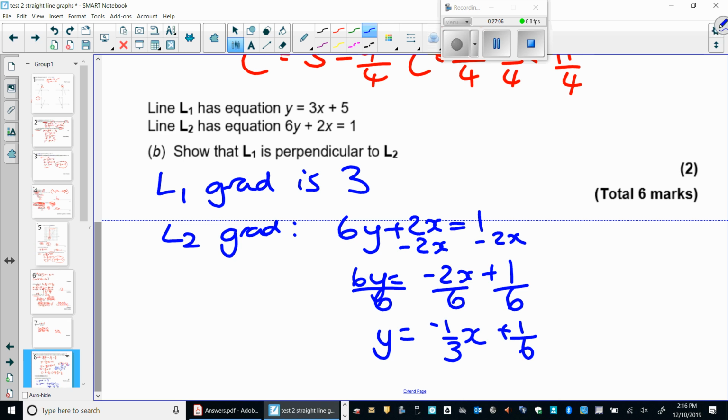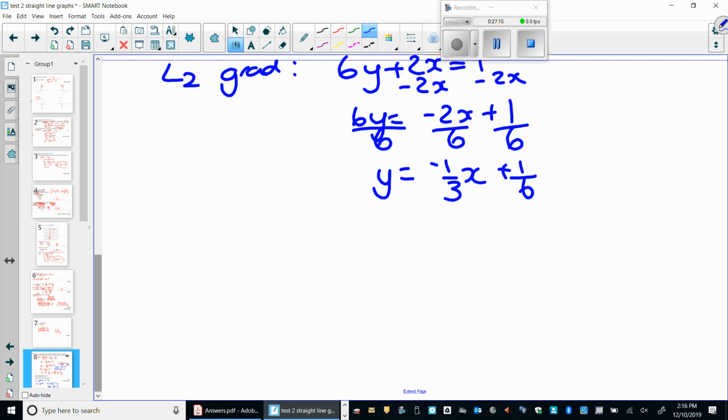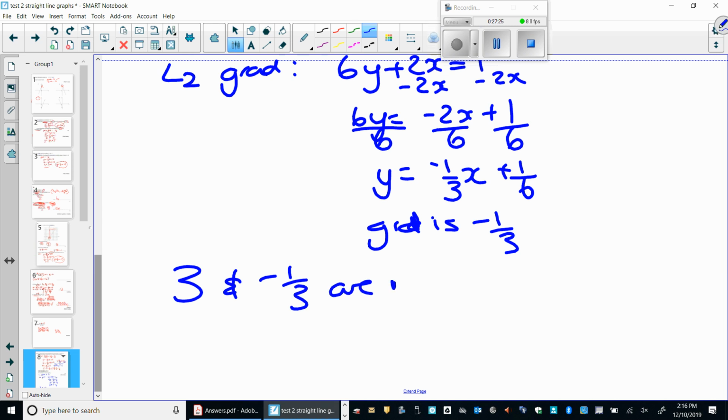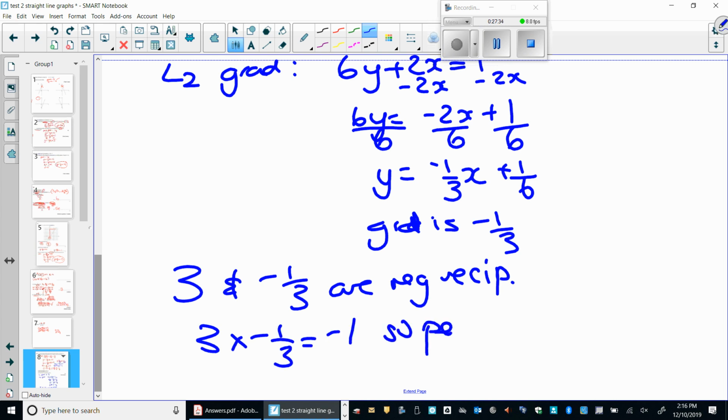Does it matter that the y-intercept is a fraction? No, because we haven't been asked to plot it. So now what we do is say that the gradient of this one is negative 1/3. So we show that 3 and negative 1/3 are negative reciprocals. 3 multiplied by negative 1/3 is negative 1. So they're perpendicular. Okay, they are your two options.